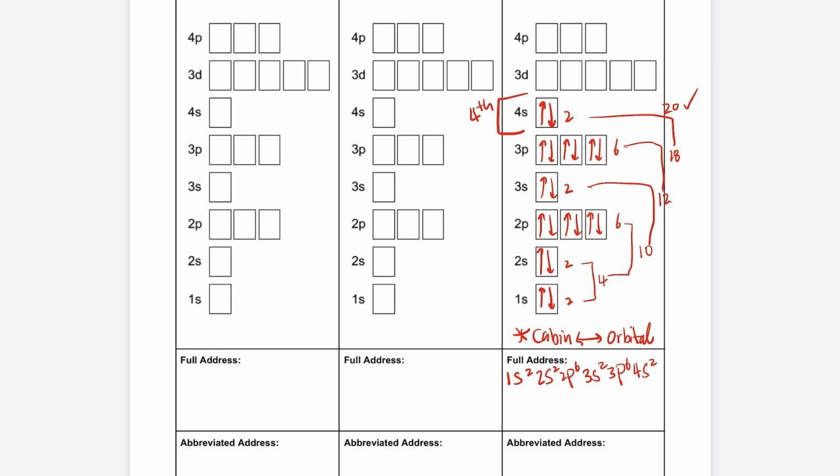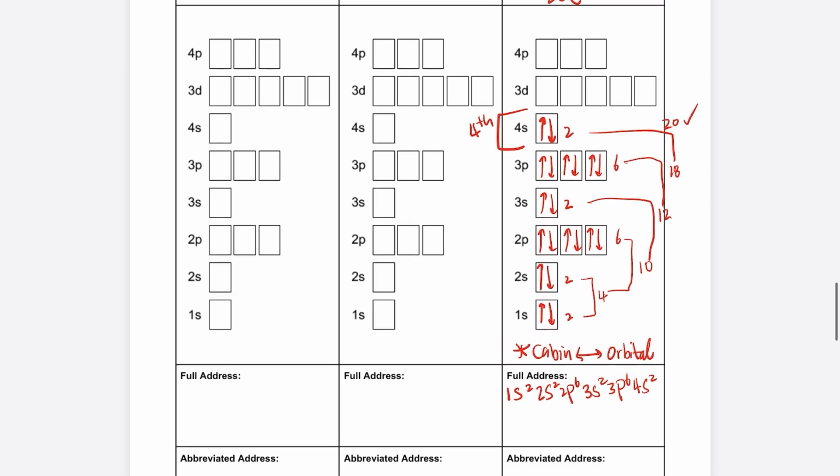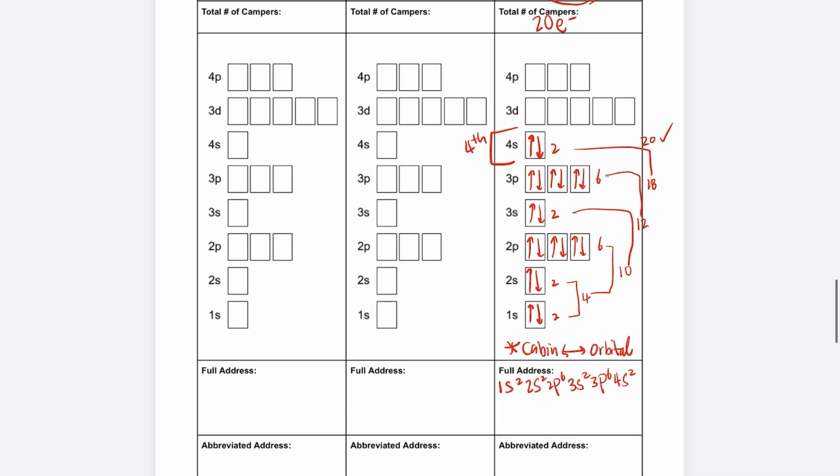Now let's do the abbreviated address. So the abbreviated electron configuration. Couple of steps for this. You need to first locate calcium on the periodic table. Okay, I'm gonna go ahead and do that.